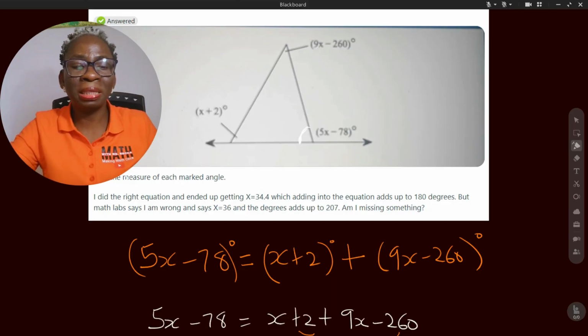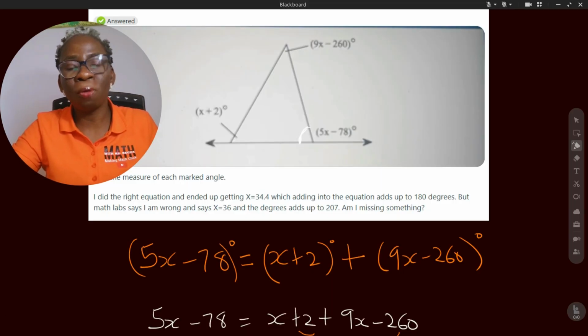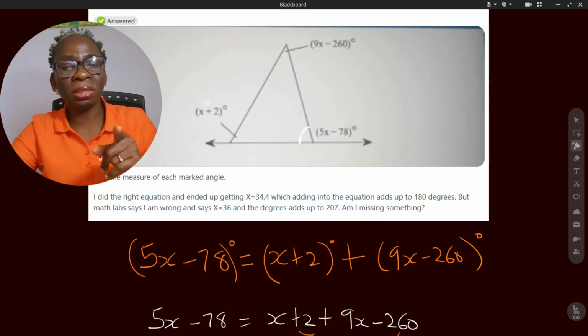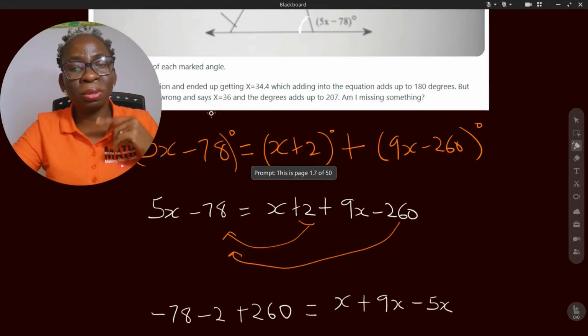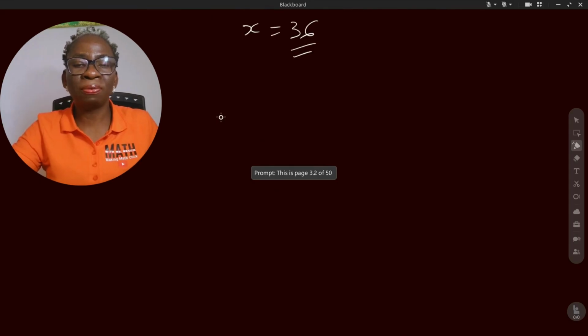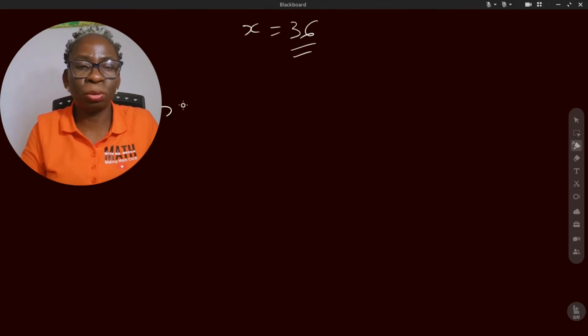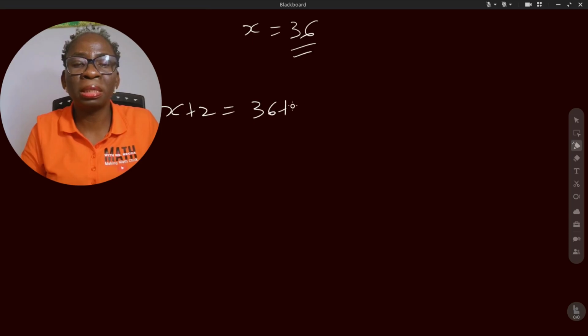Now, the question says, find the measure of each marked angle. Let's start with the first angle. The first angle says x plus 2. Now, let's find the value of x plus 2. x plus 2 will be 36 plus 2. So that angle will be 38 degrees.